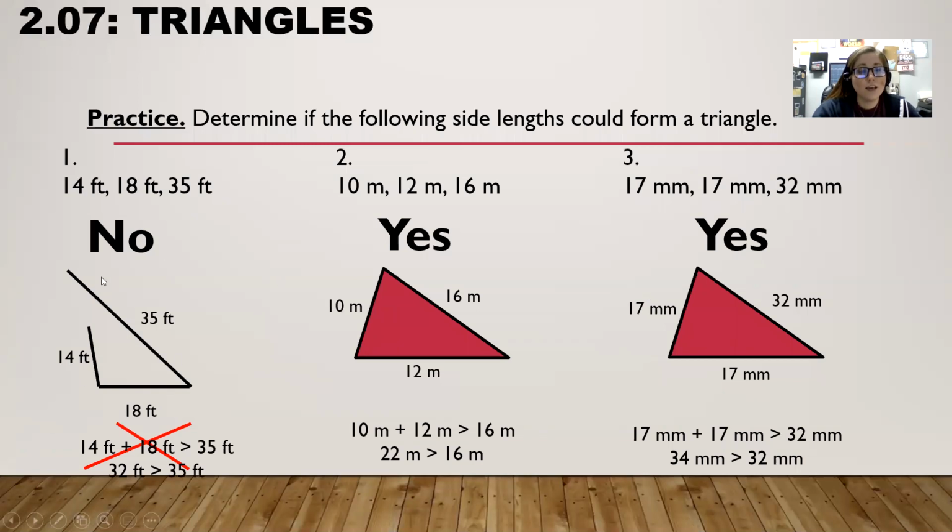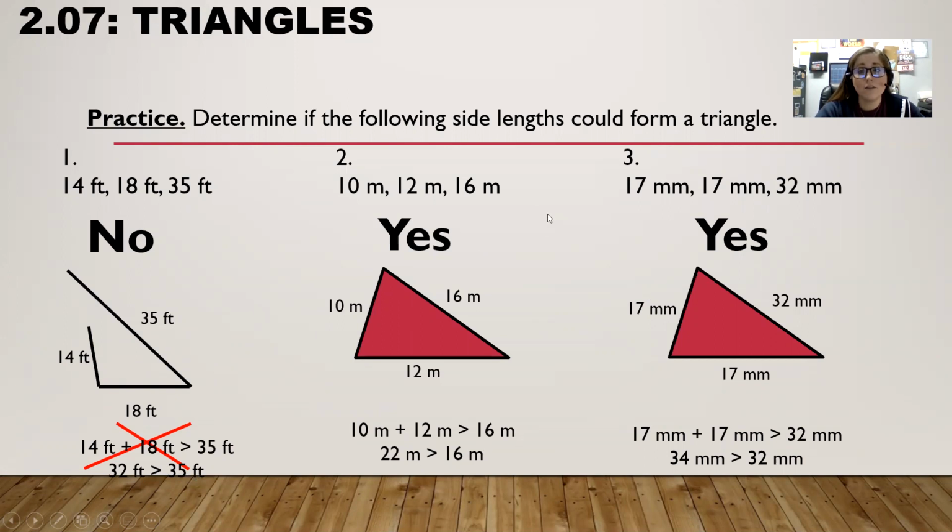You can see here, if we take the two smaller sides for this first triangle, 14 feet plus 18 feet, we get an answer of 32 feet. 32 feet is not greater than 35 feet, so these measurements would not form a triangle. Question number 2, 10 plus 12 are the two smaller sides. This would give us an answer of 22.